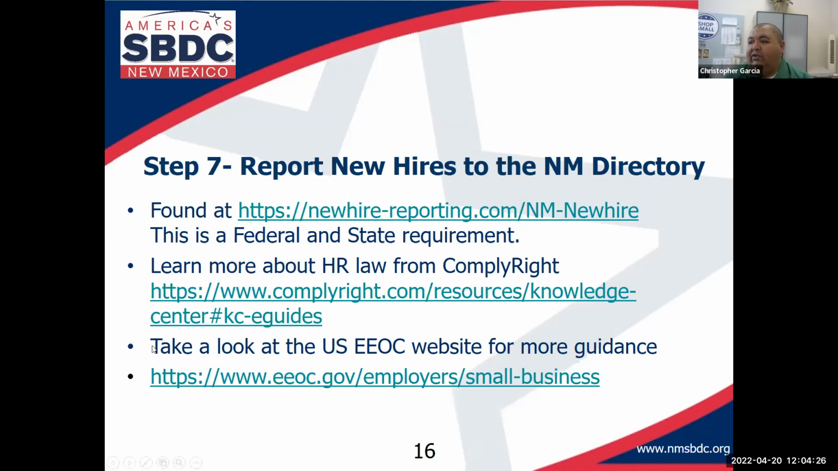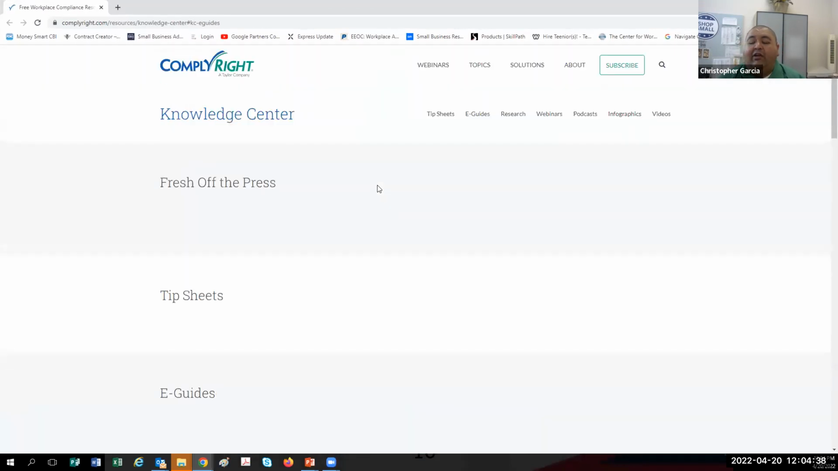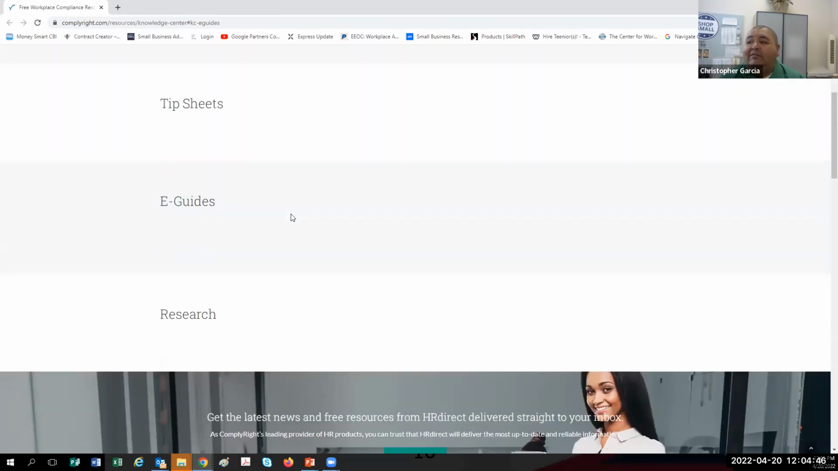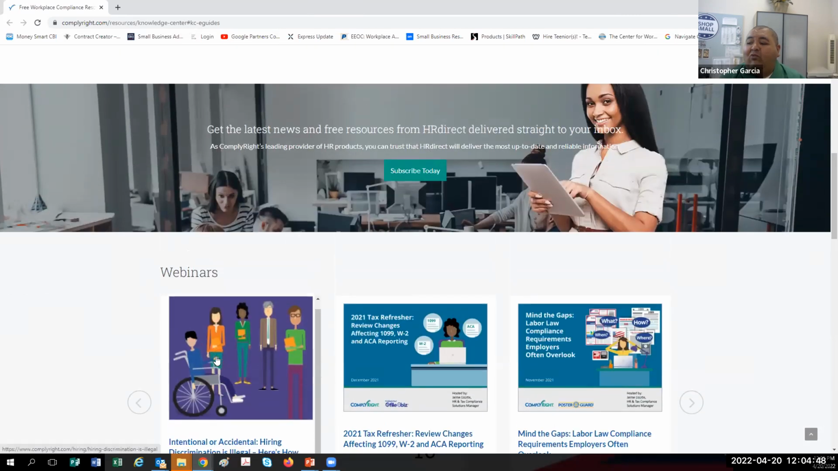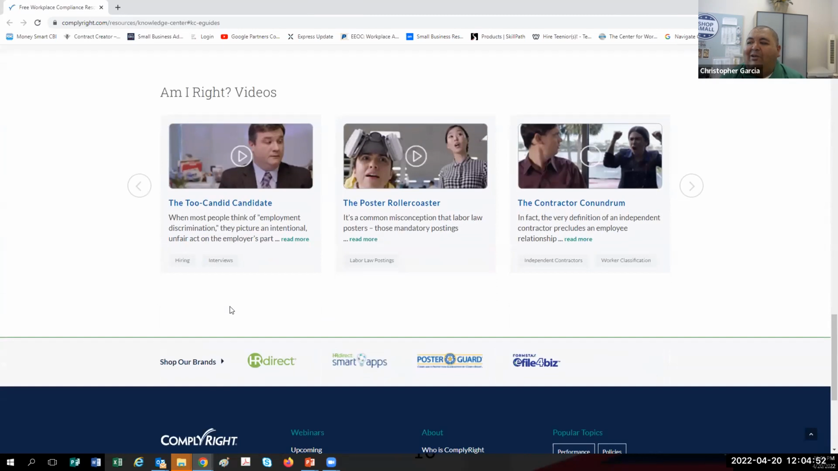The first link is for Comply Right. They are a sponsor of our America's Small Business Development Center conference that we have every year. They are a for-profit service, but they have a free learning center. They offer HR solutions, but they have a great learning center with e-guides. They have webinars that you could watch on demand. And they have Am I Right videos. These are pretty hokey pokey funny videos.